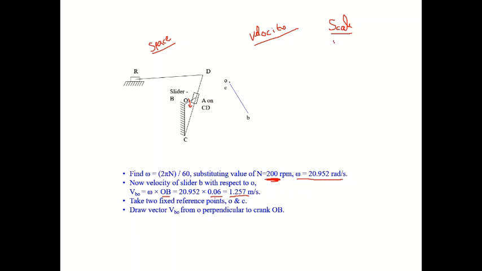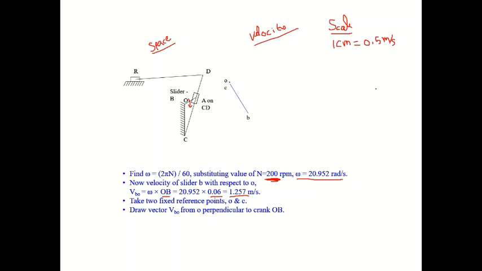So 1 centimeter equal to, you can have it as it is, 1 centimeter equal to 1 meter per second. If you keep it as it is, you will get a small velocity diagram. So what I am going to do is, 1 centimeter equal to 0.5 meter per second. I am going to keep it like this.